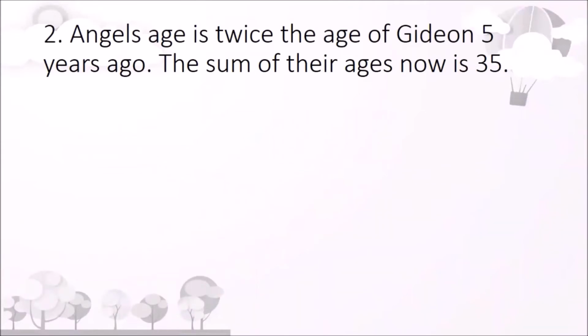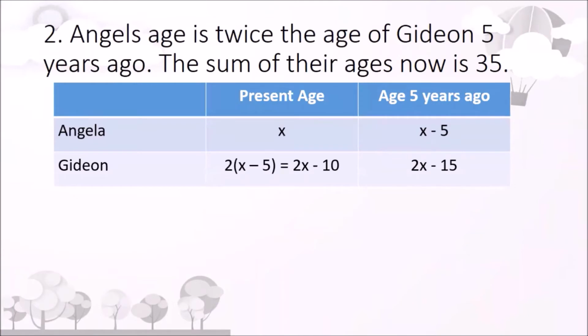Number 2 example, Angel's age is twice the age of Gideon 5 years ago. So the sum of their ages now is 35. So make a table for the Angela's age and for Gideon's age. Present age is x, and for Gideon's age is 2 times the quantity x minus 5 equals to 2x minus 10. And 5 years ago, so that is x minus 5 and 2x minus 15.